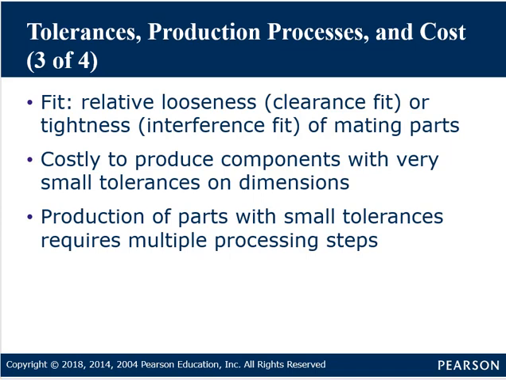It's very costly to produce components with very small tolerances on dimensions. We're going to talk about that in a little bit. Production of parts with small tolerances requires multiple processing steps. For instance, if you have a hole and you have to hold a really tight tolerance on the diameter of the hole, you're going to have to drill the hole and then ream it to size. That's an example of multiple processes required for tight tolerances.